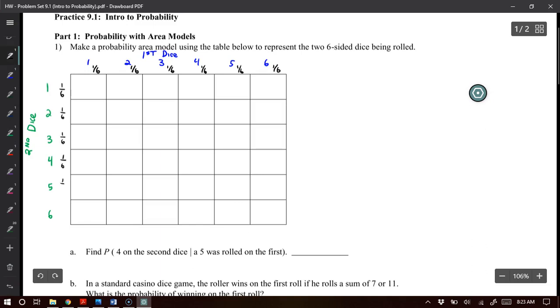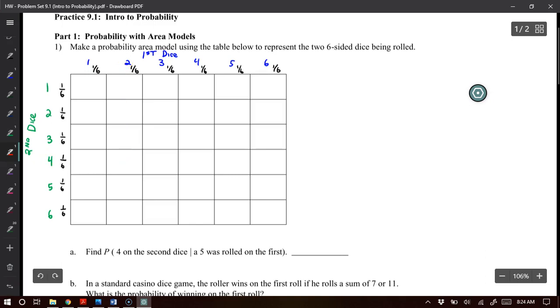So if you wanted to find the probability of each outcome, and I'll just quickly, it's not one of the questions, but if I want to know what's the probability of rolling a 2 on the first dice and the probability of rolling a 4 on the second dice, I would multiply the 1/6 times this 1/6 and get 1 over 36 here. That's how the area model works. But that's not what our problem asks.